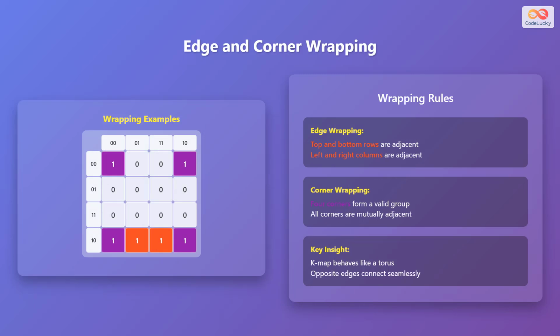K-maps have a special property called wrapping. The top and bottom rows are considered adjacent, and the left and right columns are also considered adjacent. This means you can form groups that wrap around the edges of the map. The four corners form a valid group because all corners are mutually adjacent. You can think of the K-map as behaving like a torus, where opposite edges connect seamlessly.